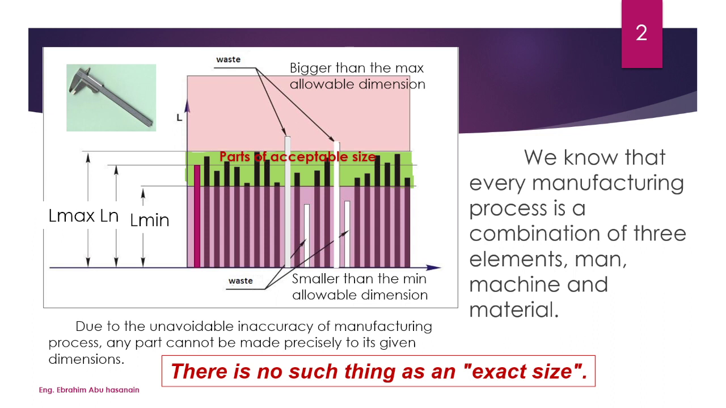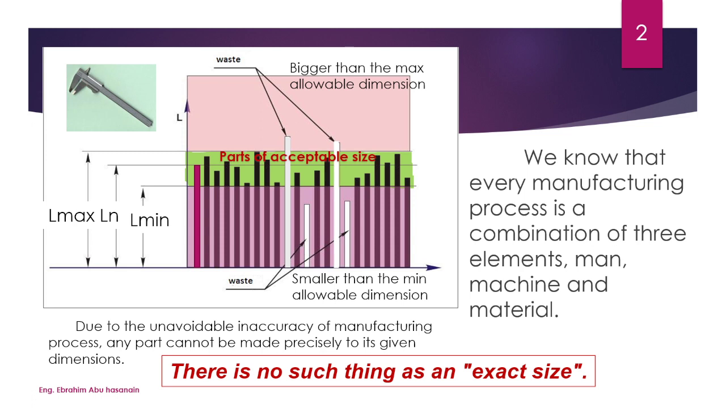We know that every manufacturing process is a combination of three elements: man, machine, and material. These three elements affect the accuracy of production. And due to the unavoidable inaccuracy of the manufacturing process, any part cannot be made precisely to its given dimension.